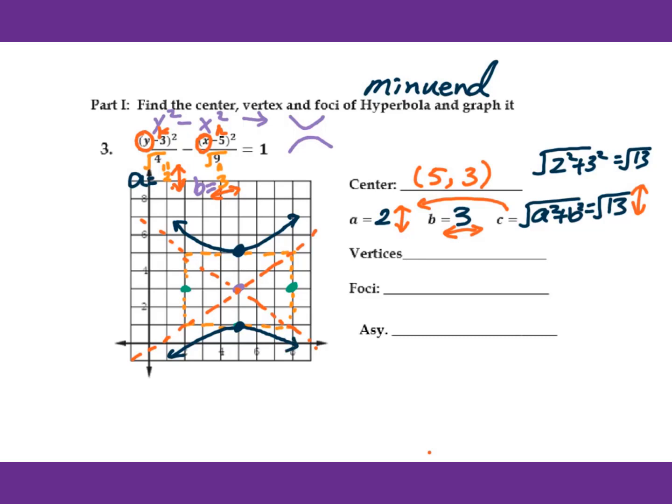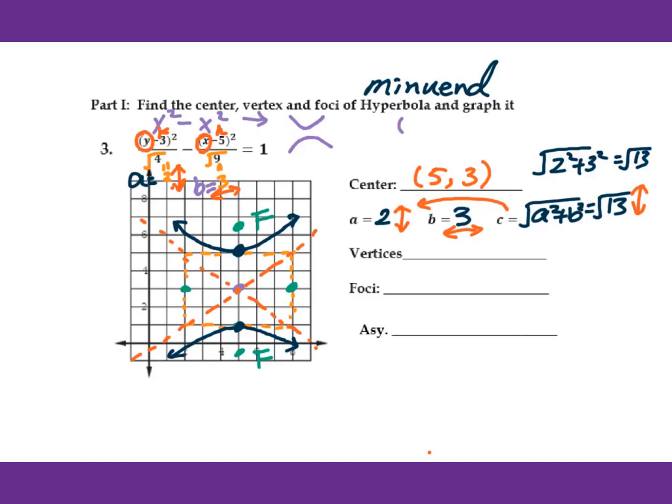Then we look for foci. Square root of 13, that's between 3 and 4. It will be here. Foci. That's all for hyperbola.